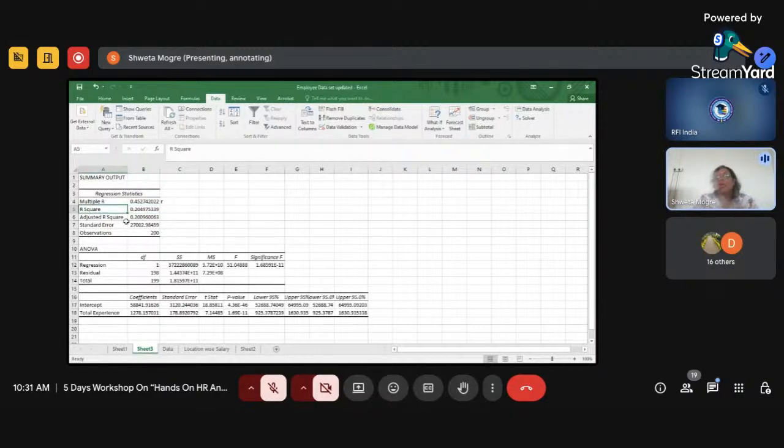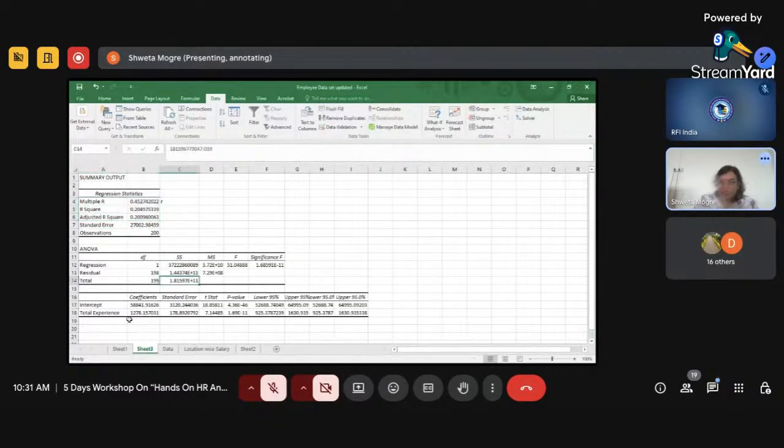In case we are dealing with multiple regression, the coefficient of determination is calculated by adjusted R square. So R square and adjusted R square both are indicating coefficient of determination. But if my case is of simple regression, we should go with R square. But if my case is of multiple regression, we should observe adjusted R square. Okay. So in this table, these three values are important.